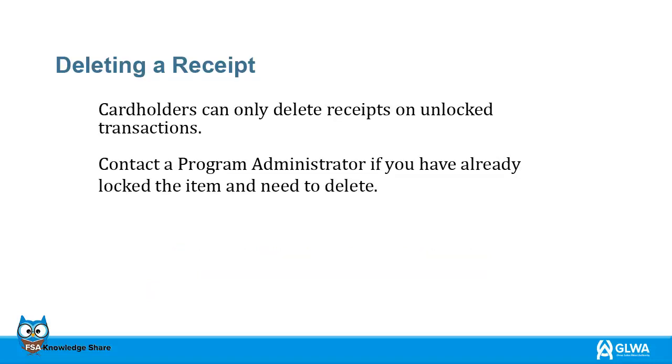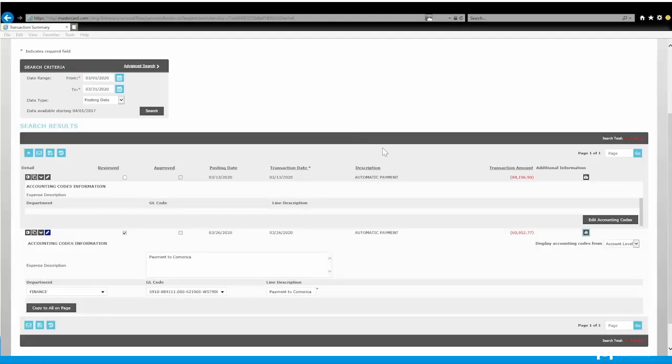If you accidentally select and upload the wrong receipt, it can easily be deleted. Deletion is only possible if you have not already fully reviewed the item and locked it. If you have already reviewed the item and it appears locked, please reach out to a Program Administrator using the contact information that is shown at the end of this presentation.